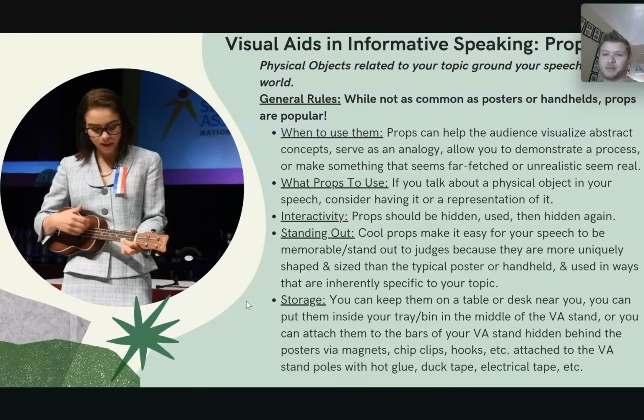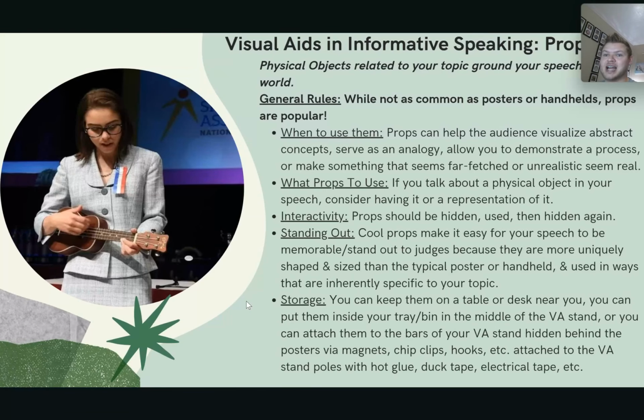Now let's talk about props, which are different than the printed out photos and text and graphics that are typically on our posters and on our handhelds. While these are not as common, they are really cool and can really make your speech stand out. You should use them to help the audience visualize abstract concepts, serve as an analogy for your points, allow you to demonstrate a process, or make something that seems really far-fetched or unrealistic seem real. External props are also really helpful when you can't just put it on a poster because it's three-dimensional or it's too large. What props should you use?